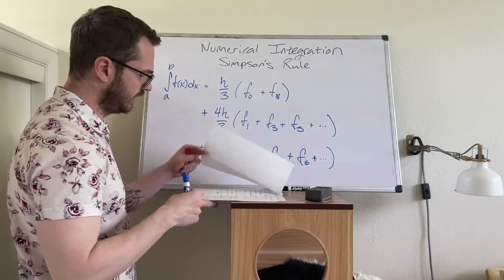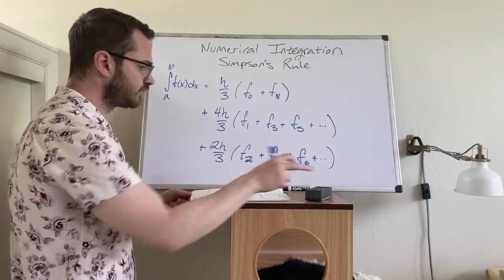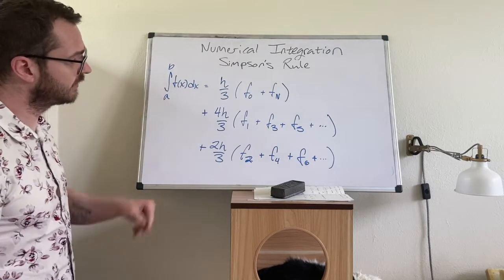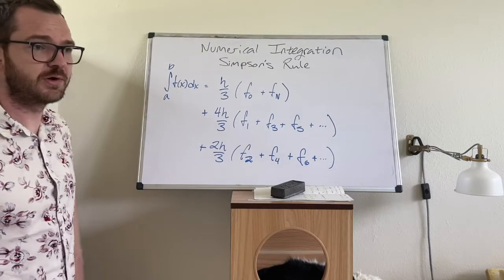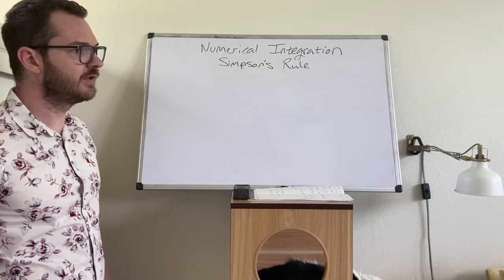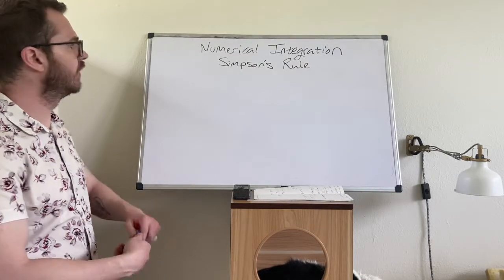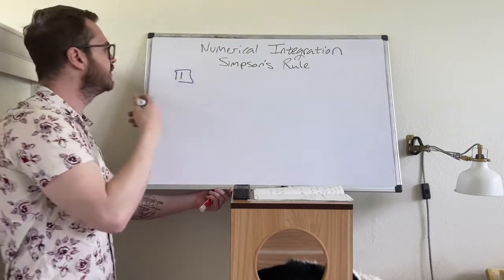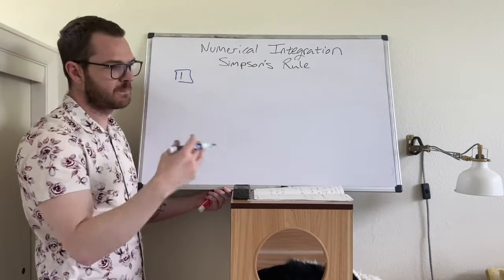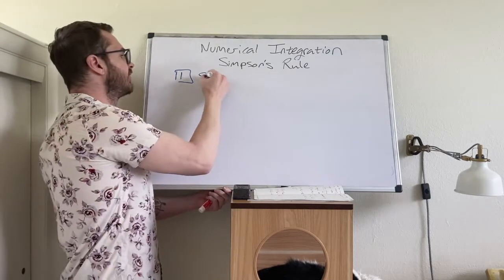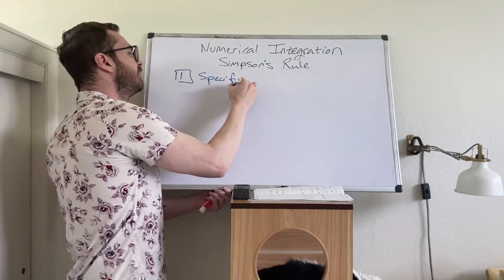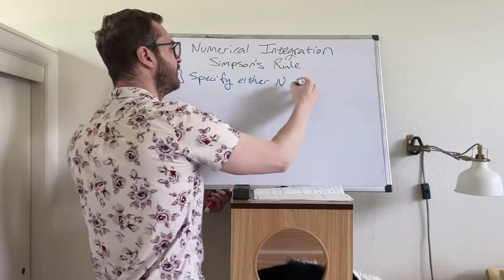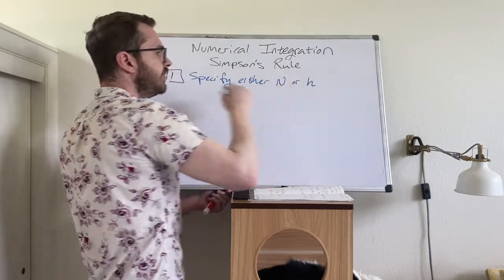Next, let's talk a little bit about the pseudocode. We'll list out some pseudocode and that'll be it for the day. The pseudocode for these approaches of numerical integration is fairly straightforward. There's only a couple steps. The first step is you need to specify, or ask the user, I'm just going to say specify, either n, the number of steps, or h, the step size.